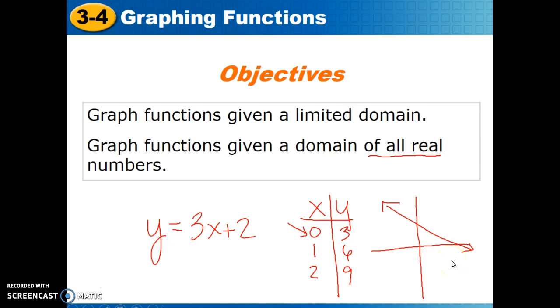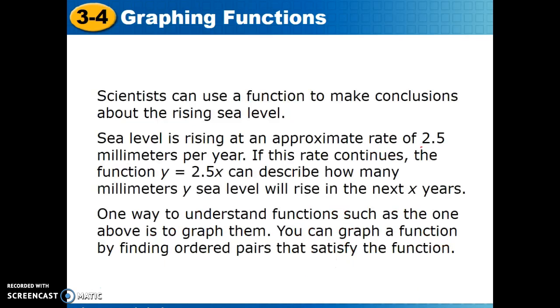We're going to give the domain all real numbers as well. We're going to give a limited domain. So let's look at our first problem. Scientists can use a function to make conclusions about rising sea level. Sea level is rising at an approximate rate of 2.5 millimeters per year. If this rate continues, this function describes how many millimeters sea level will rise in the next x years.